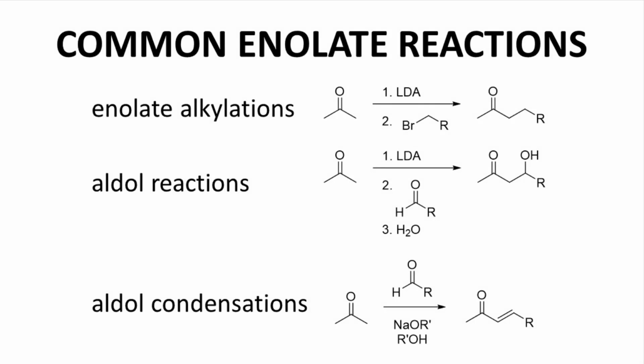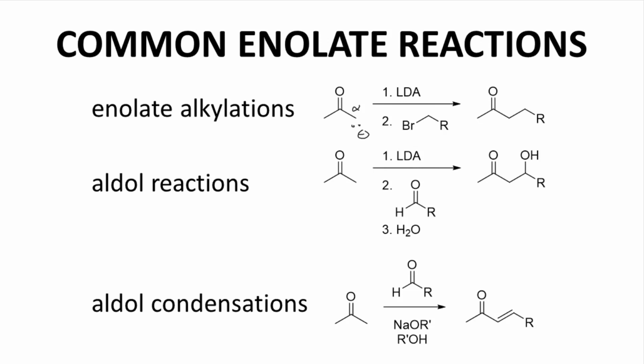What kind of reactions involve enolates? Well, there are many, but I'm going to focus on three reactions in this video. First, we have the enolate alkylations. Enolate alkylations generally start with a ketone. The enolate is specifically formed by deprotonation of an alpha proton with LDA in the first step.